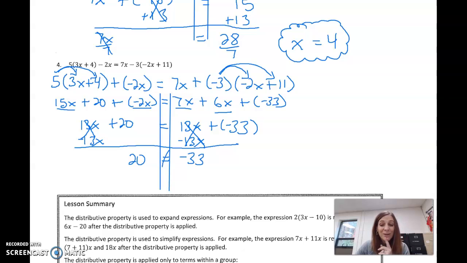And sometimes you might think we might have made a mistake here, but there's a reason I picked this problem, and I know I didn't make a mistake in this one. 20 does not equal negative 33. So there is no value of x that will ever make this side equal to this side. So we say that there is no solution.